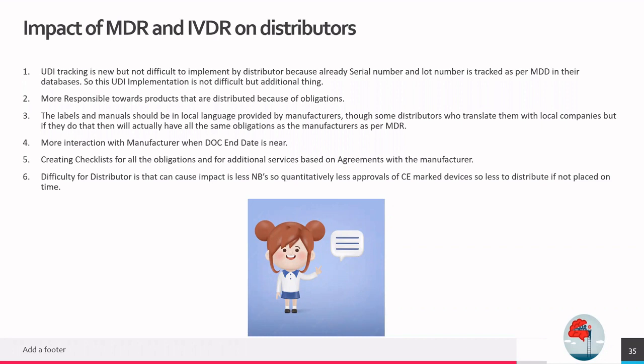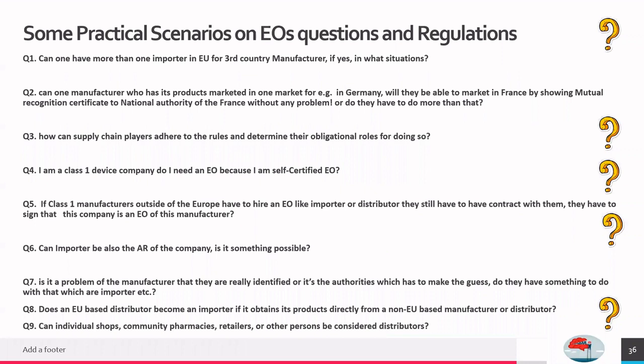So quantitatively, fewer approved CE mark devices will be there. So for distributors, products to sell will be fewer. That is the only challenge they face, and now I don't think there is much of that challenge anymore, because more and more notified bodies are approved. So some practical scenarios we will see here.